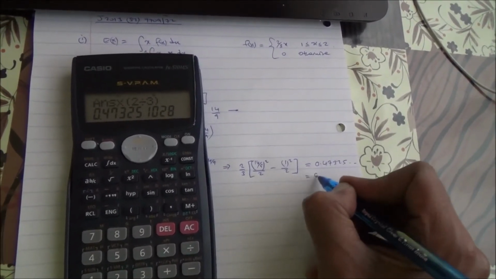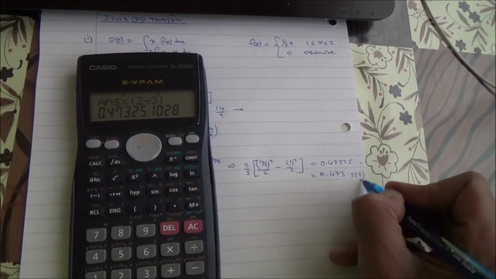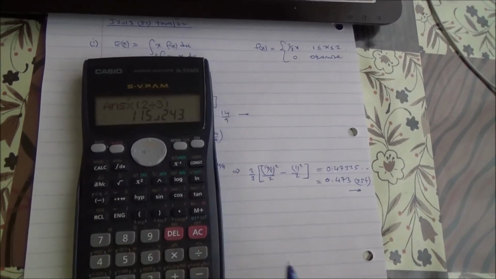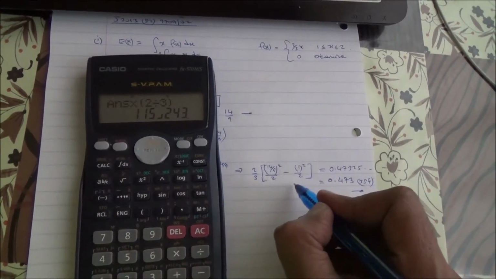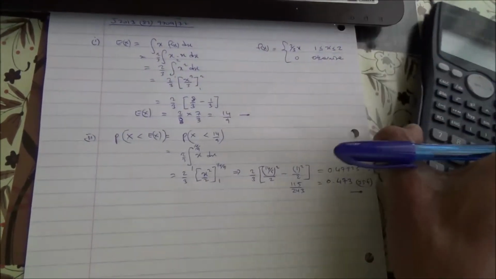0.47325, and so on. Let us say approximately 0.473 to 3 significant figures. If you're choosing a fraction, it's going to be 115 over 243. So that's the second part of the question done.